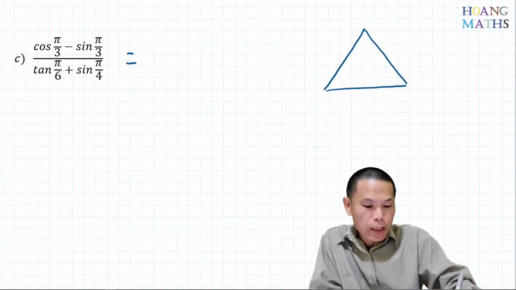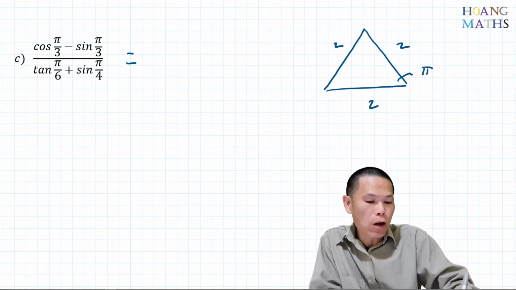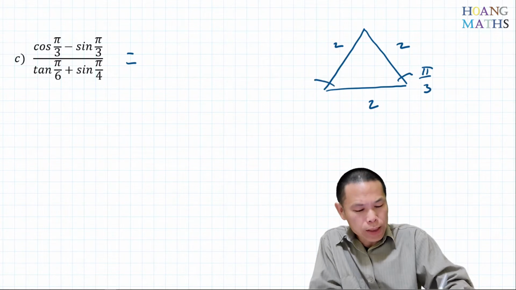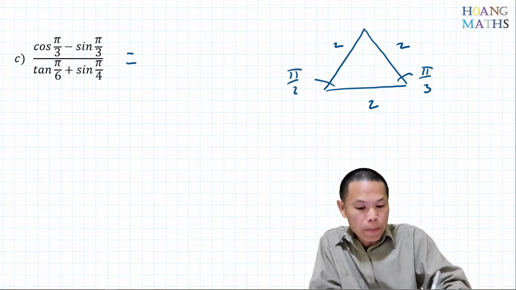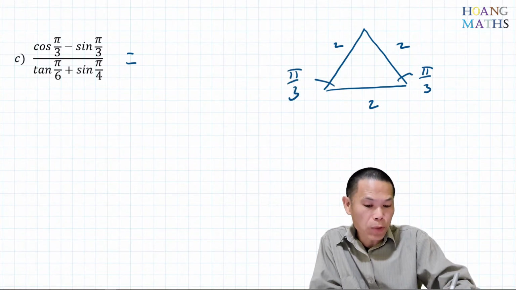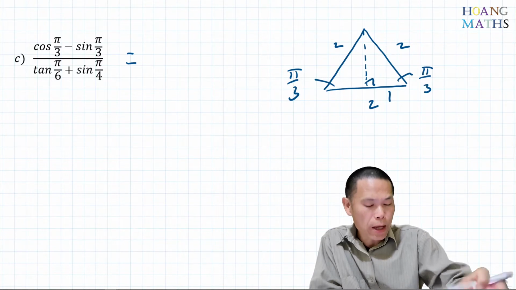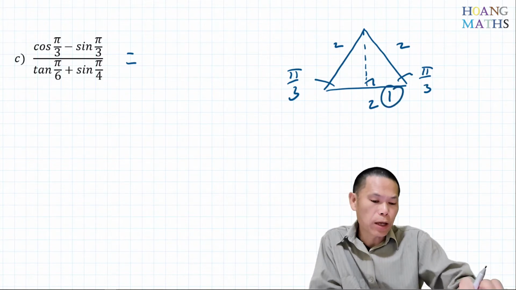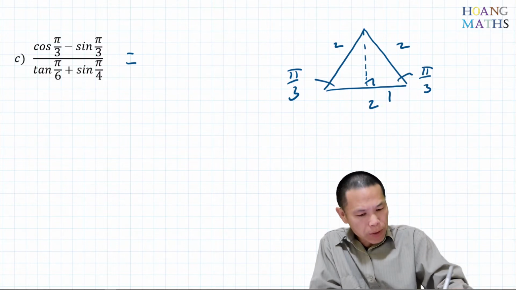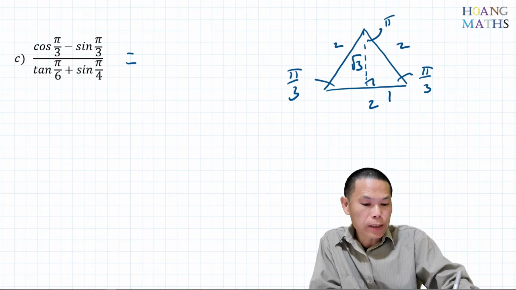So this is an equilateral triangle. So 2, 2. And this is pi over 3 because it's 60 degrees. Pi over 3. And this one pi over 3. But I'm not going to do that. I split this triangle in half. So that becomes 1. And to work this out, 2 squared is 4, minus 1 squared, so that becomes 3. So that becomes root 3 here. And this is pi over 6.